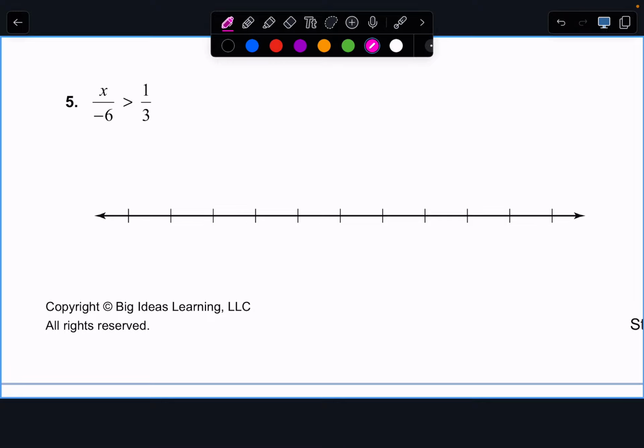Okay, Liliana, what should we do to both sides? Multiply by -6, so these cancel out. Gracie, what is 1/3 times -6? Wait, were we supposed to flip it? Is it -6 over 3? Which is -2.